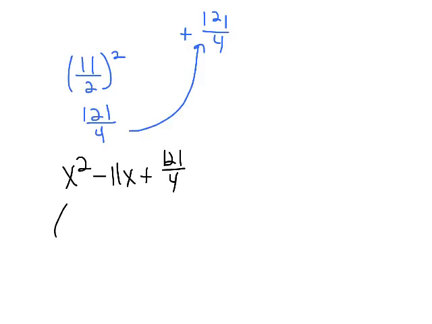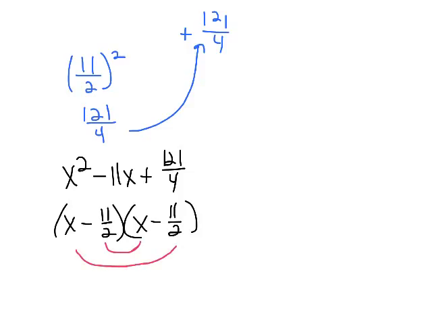It still factors. It factors into x and x, and 11 halves, and 11 halves, and subtraction, because when I add negative 11 halves x plus negative 11 halves x, I get negative 11x. So it still works. That final answer is x squared minus 11x plus 121 over 4.